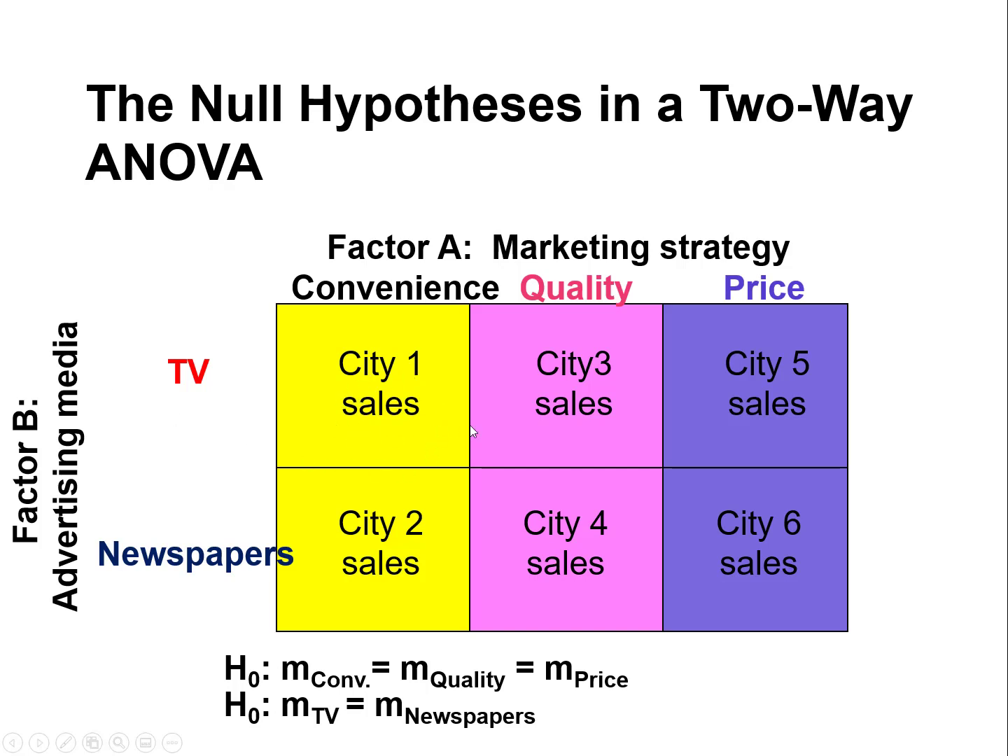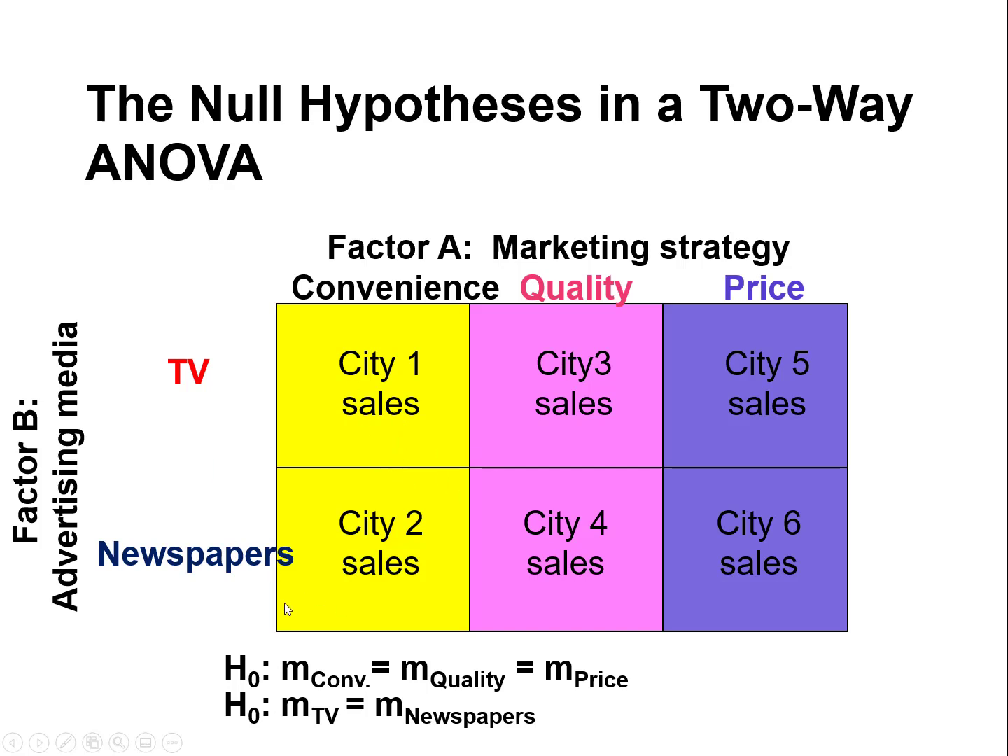And the dependent variable is sale. So CT1 sales, CT2 sales, CT3 sales, similarly in all cities. So sale in this case is your dependent variable, and marketing strategy and advertising media are your independent variables. Now we want to construct an analysis to check their behavior, their effect on the sale. What kind of effect do they have?